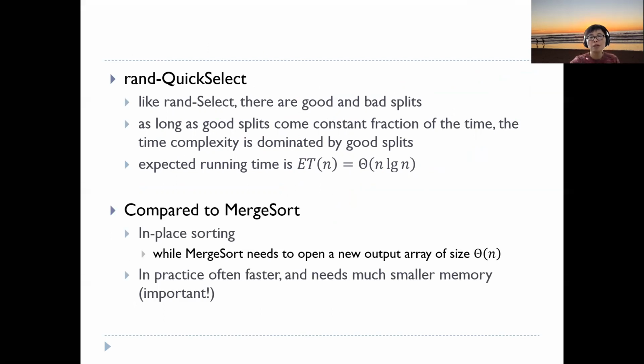Now compared to merge sort, in practice, even though the worst case time complexity is worse, because it's in-place sorting, people often actually prefer this one. It often is actually faster. It needs a smaller constant, and most importantly, it needs much smaller memory. Imagine that your data set is huge, say 8 gigabytes, and your memory is only 8 gigabytes. You really don't want to allocate another array in memory. So memory becomes an important issue.